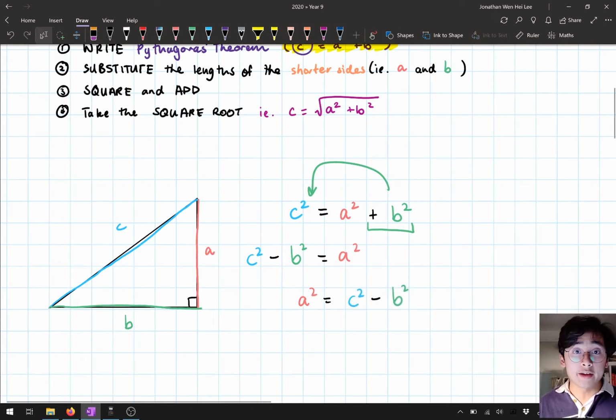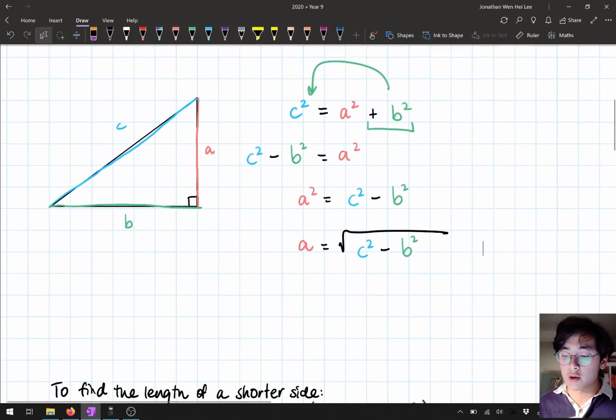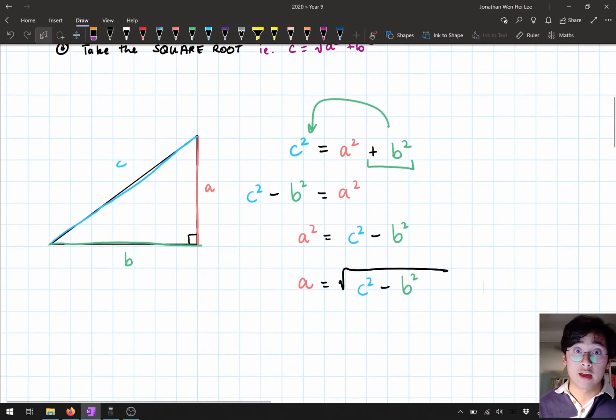So if we're trying to find A, we have A squared is equal to C squared minus B squared. Now from there, I don't want to find A squared. I actually want to find A, so I need to take the square root of A squared. So I've got A is equal to the square root of C squared minus B squared. Here, instead of squaring and adding the sides together, we're going to square and subtract the two sides.